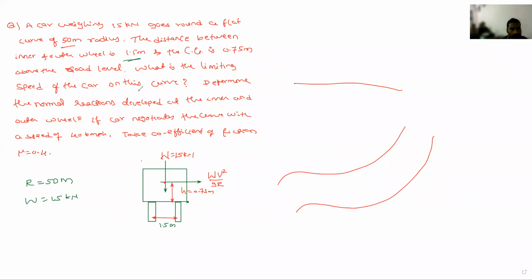Then on this curve, determine the limiting speed. What is the limiting speed of this one? So how to solve this one? Determine the limiting speed means you have to determine the velocity of the vehicle without undergoing skidding and without undergoing overturning. It means it should be safe in both conditions. You have to check for the skidding, you have to check for the overturning, and whichever is minimum, that you have to provide.